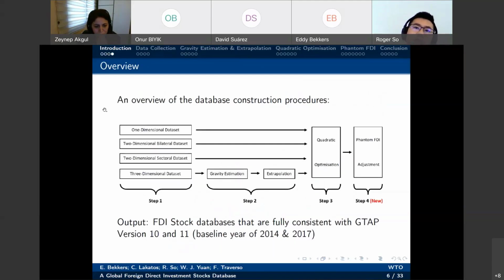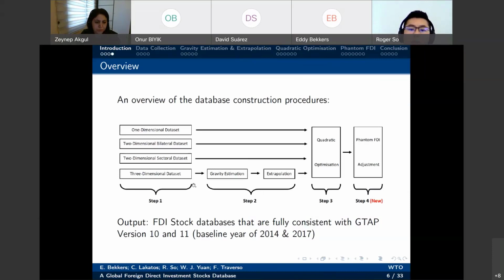Now, this picture shows an overview of the database construction procedure. Step one is all about data collection, where we compiled all available FDI data into different dimensions or categories. The 1- and 2-dimensional datasets will be used directly in the optimization.